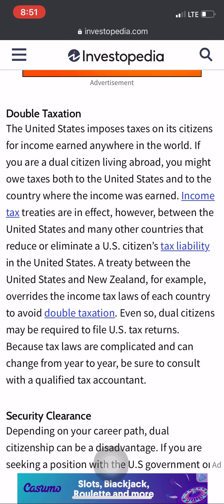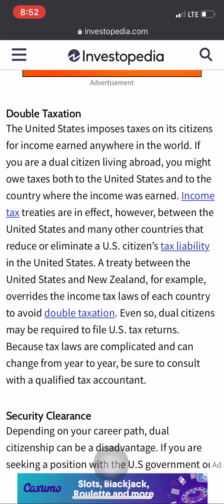The US imposes taxes on its citizens for income earned anywhere in the world. To be honest, a majority of people who are US citizens just relinquish US citizenship because of this one reason, because America imposes taxes on its citizens for income earned anywhere in the world. If you are a dual citizen living abroad, you might owe taxes to both the US and to the country where the income was earned. Very important. So if you are in India, you will have to pay income tax to India as well as America, even if you earn only in India.